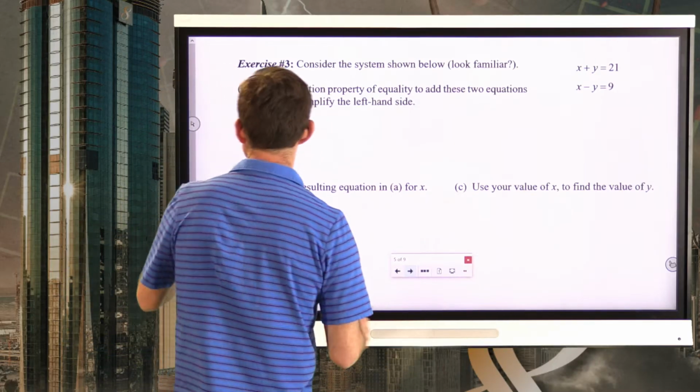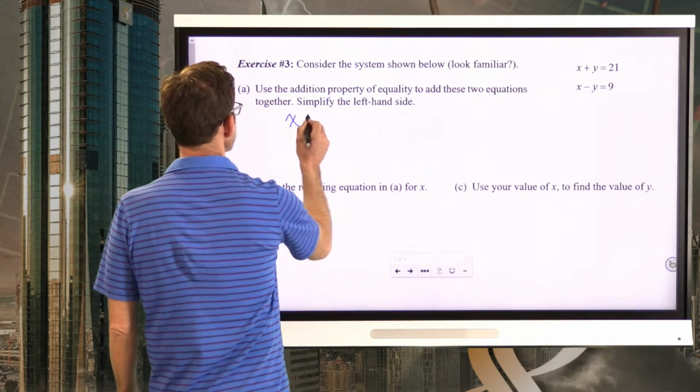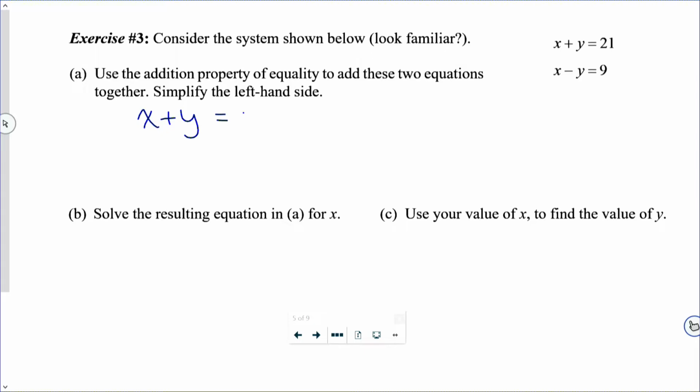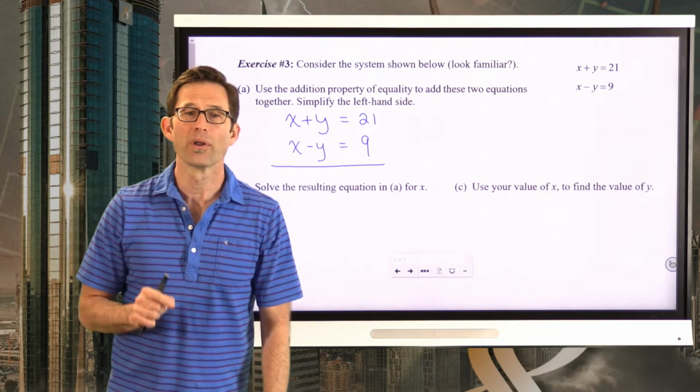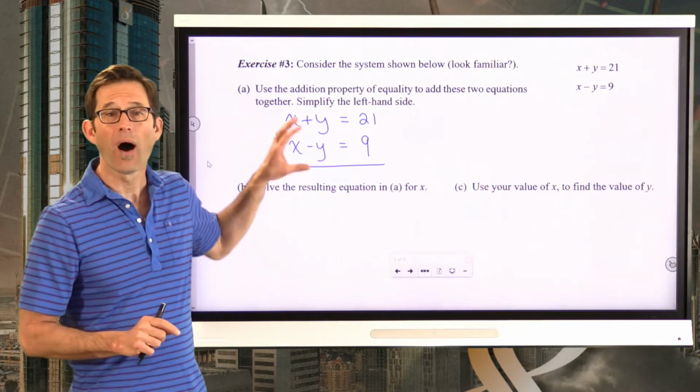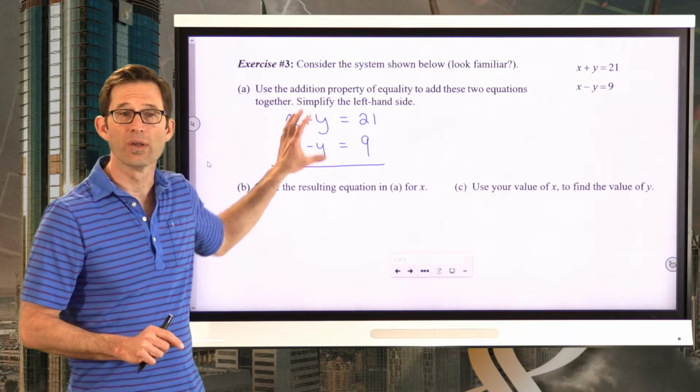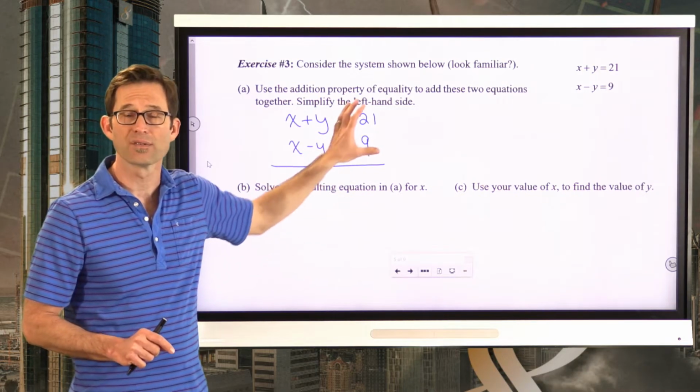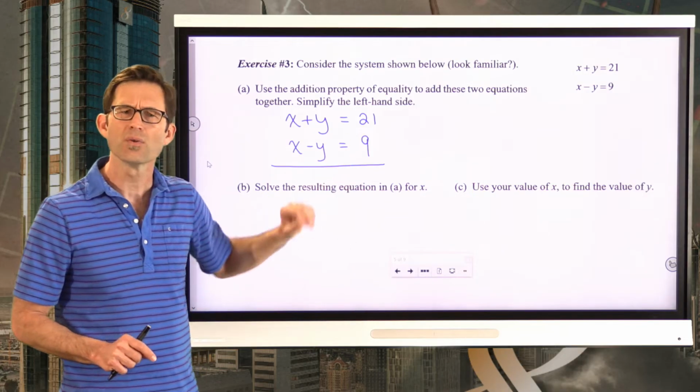All right, so let's do this. I'm going to take these two equations and rewrite them. x plus y equals 21 and x minus y is equal to 9. Now, the additive property of equality says I can add the left-hand side of these equations together and I can add the right-hand side of these equations together. So let's do that.